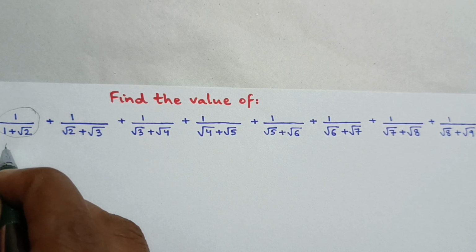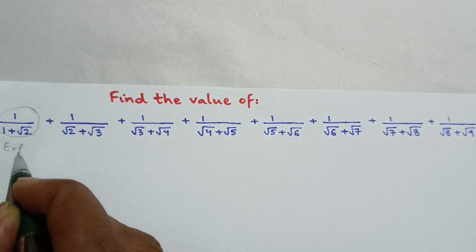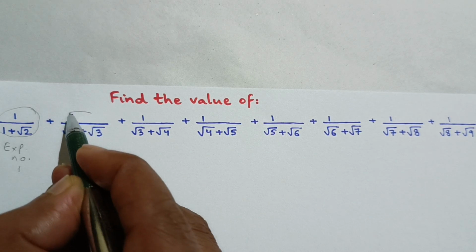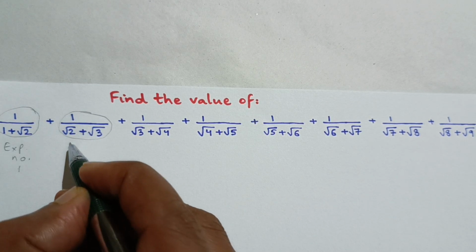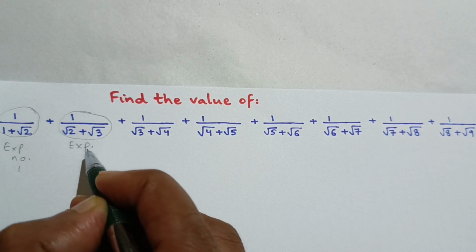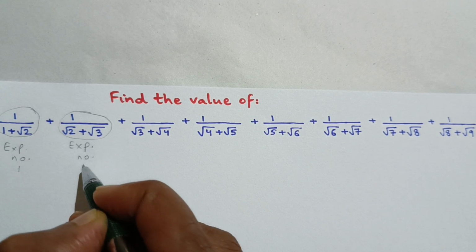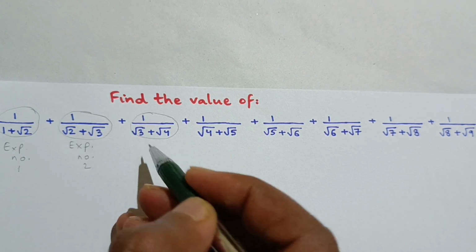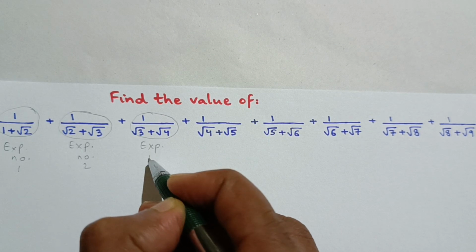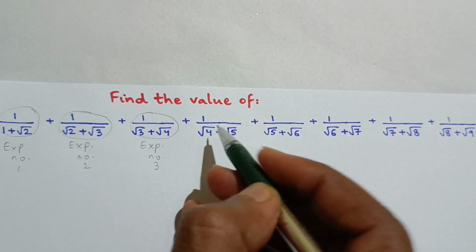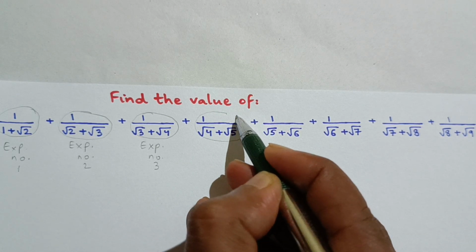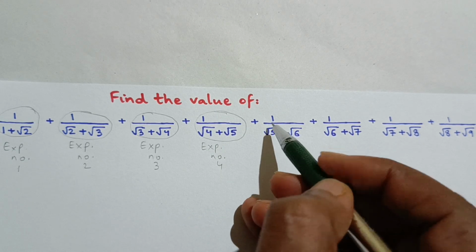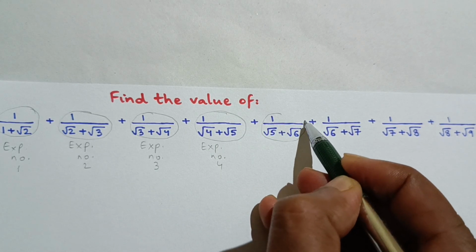So this is expression number 1. That is added to this expression, which is expression number 2. That is added to this expression, which is expression number 3. That is added to this expression. Let us call it expression number 4.